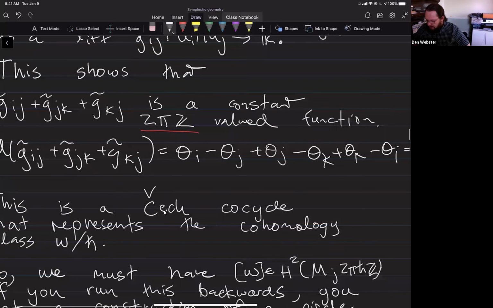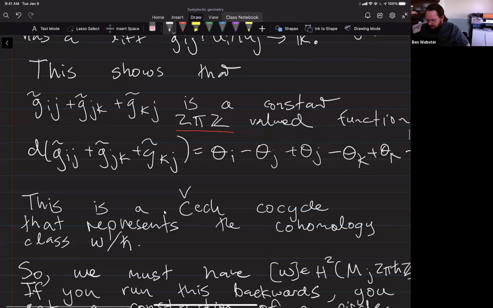And in particular, this 2πZ valued function on triple overlaps, so for each triple overlap I have a function to 2πZ, represents this cohomology class of omega, precisely because I constructed it via this kind of trying to take pre-images and failing picture. All right.